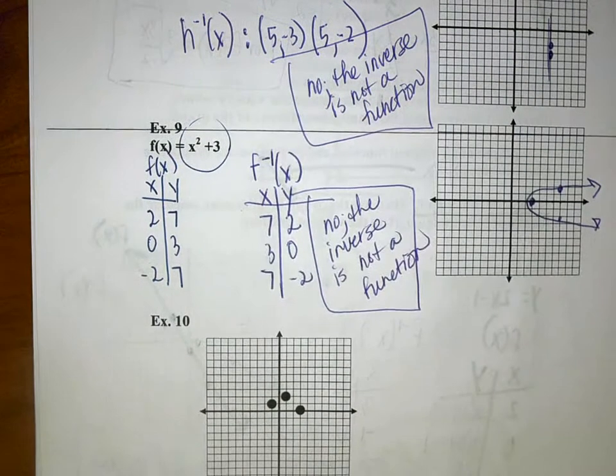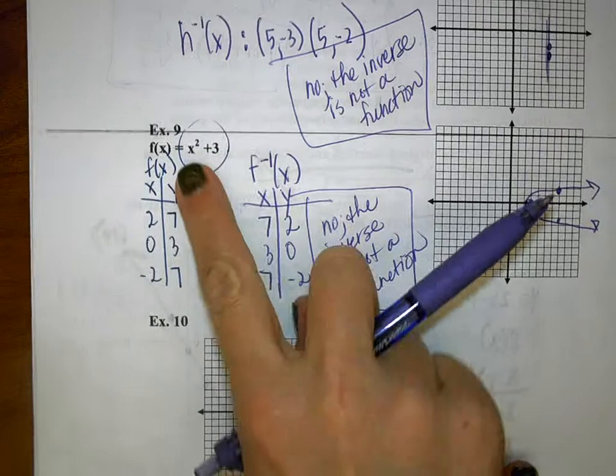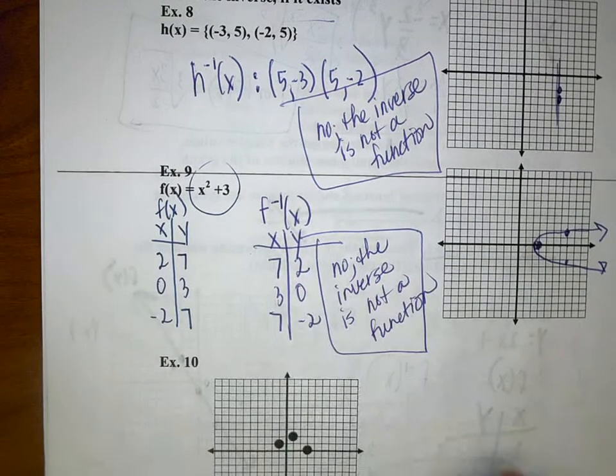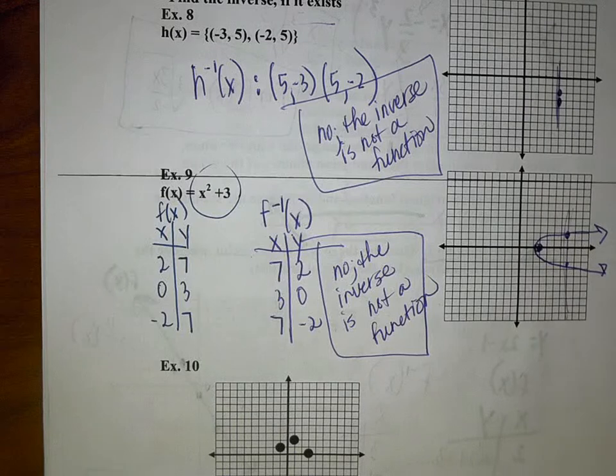But if you look back at our examples, basically anytime you have x squared or a parabola, the inverse of the parabola is not going to end up being a function because it will not pass the vertical line test.